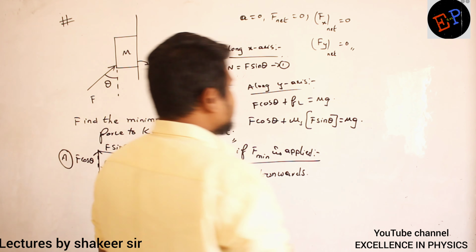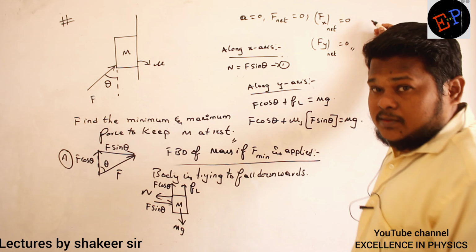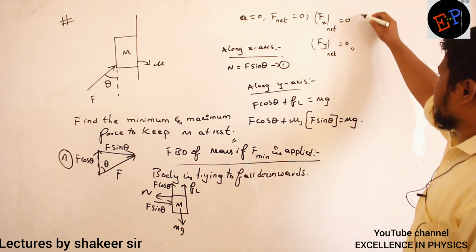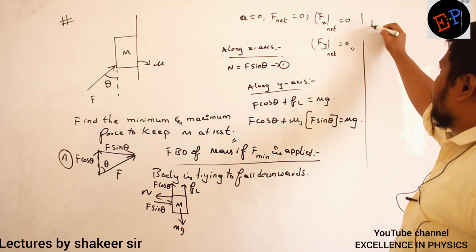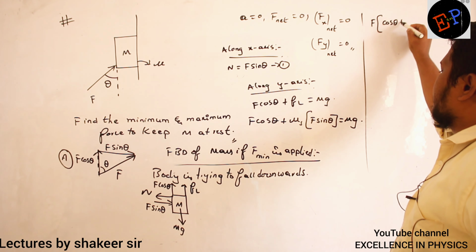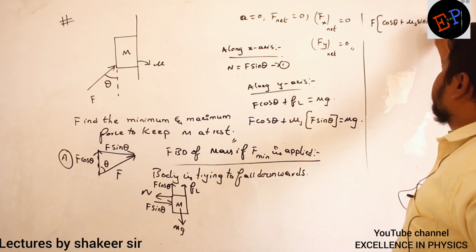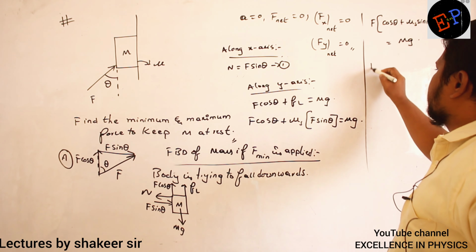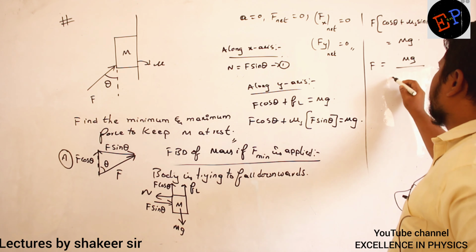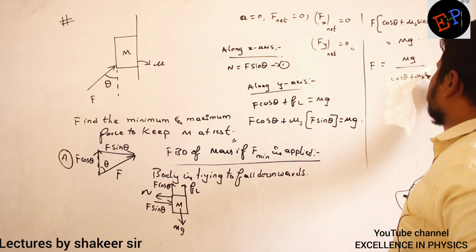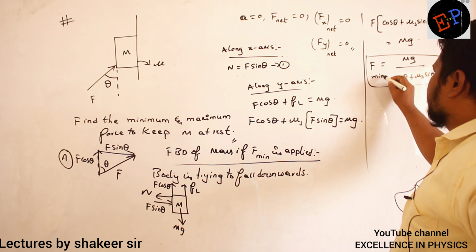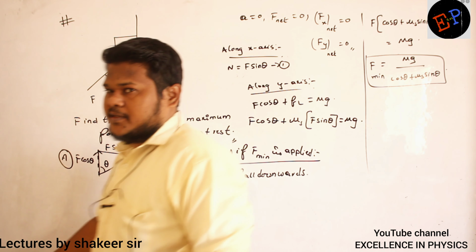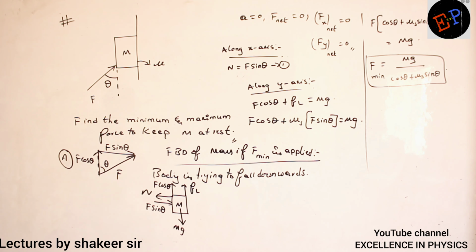Clear, ma? Therefore, I will do the calculation here. So therefore, F if I take common, then it is cos theta plus mu s sin theta is equal to capital Mg. So therefore, F is equal to Mg divided by cos theta plus mu s sin theta. Clear now? So this is my equation for minimum force which I can apply so that this body doesn't fall down. Clear now? Now calculate maximum force.